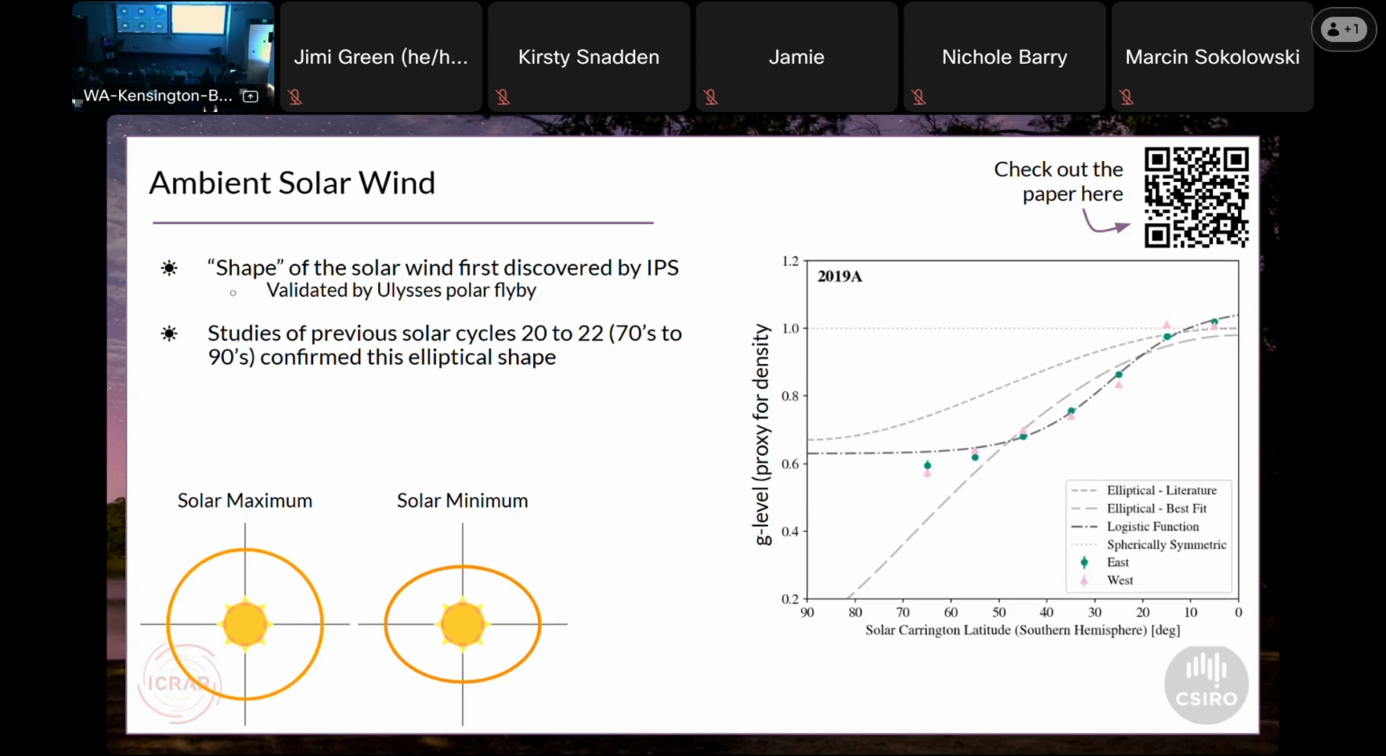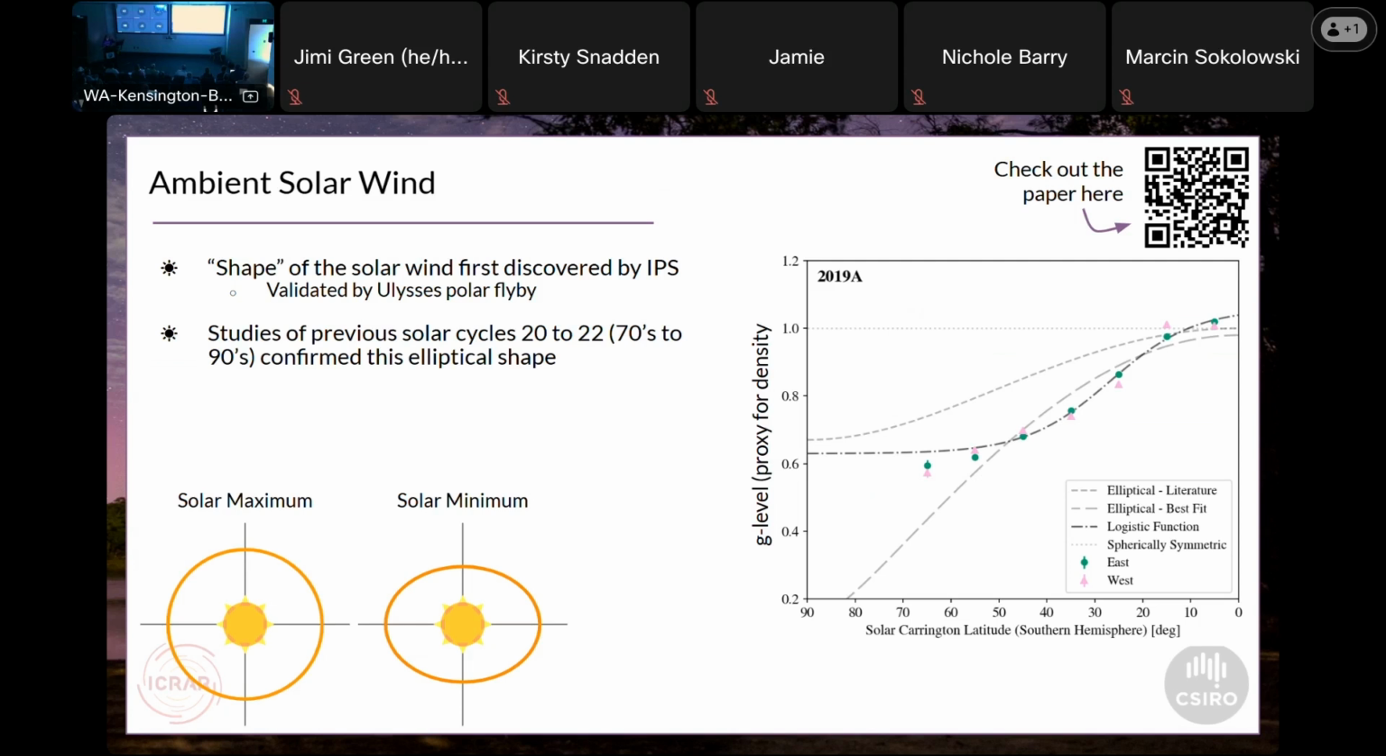The x-axis goes from the pole on the left-hand side to the equator. And our y-axis is G-level. This is the deviation of scintillation that I was talking about. It's easier to understand: it's just a proxy for the density of the solar wind. We have a gray dotted line, which is the elliptical shape, just above the points. We're seeing a really, really sharp transition from equator to pole.